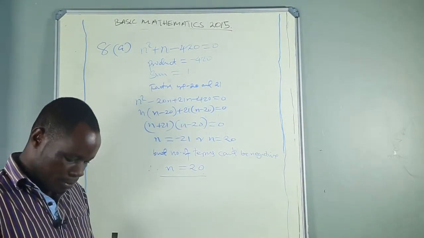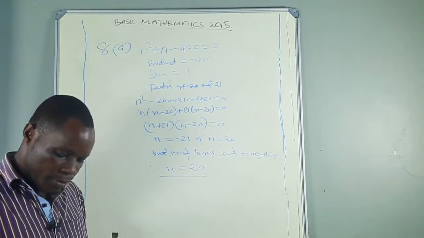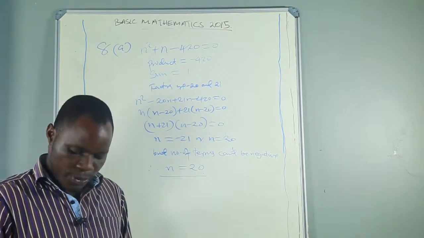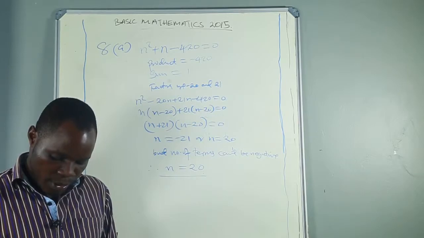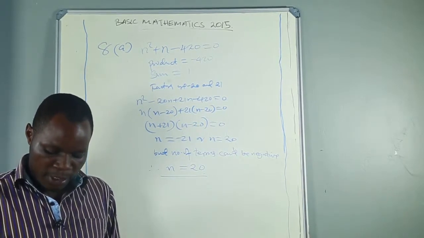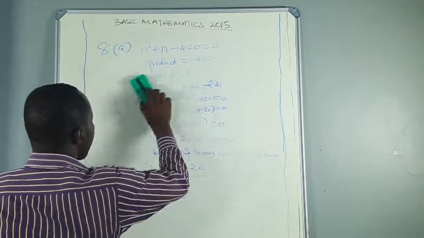Then part B. Jennifer saved shilling 6 million in a savings bank whose interest rate was 10%, compounded annually. Find the amount in Jennifer's savings account after 5 years. So number 8, part B.